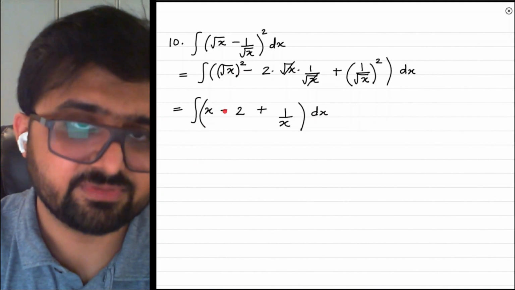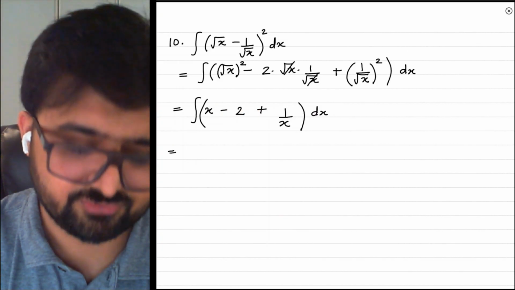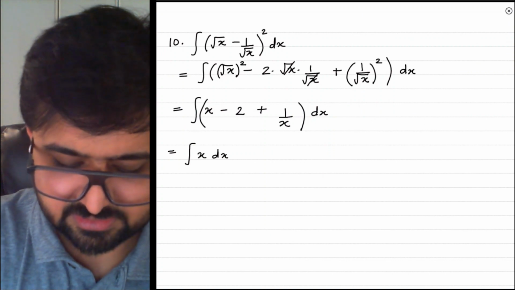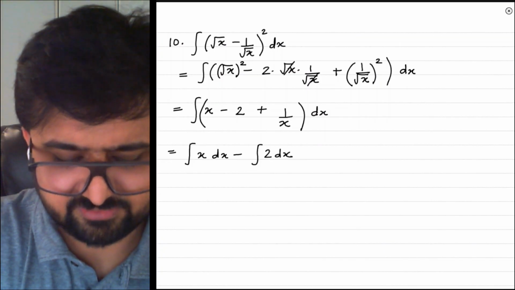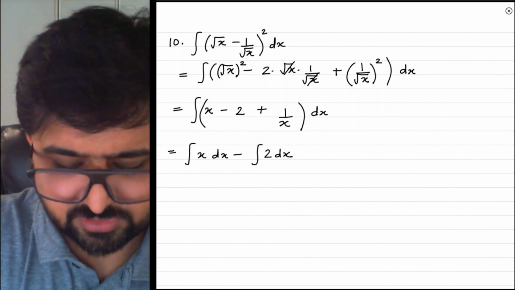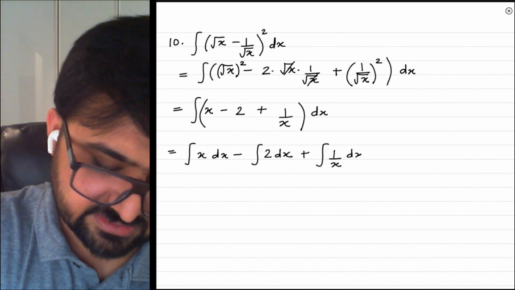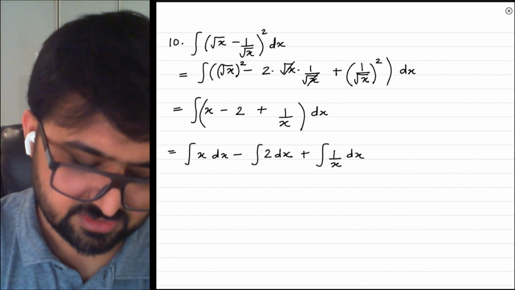Okay, now it's simple addition and subtraction. So you can just give the integral to each of those terms. So you get integral of x dx minus integral of 2 dx. So give integral to x, then give integral to 2, plus integral of 1 over x dx. Okay, so give out that integral to each of those terms.